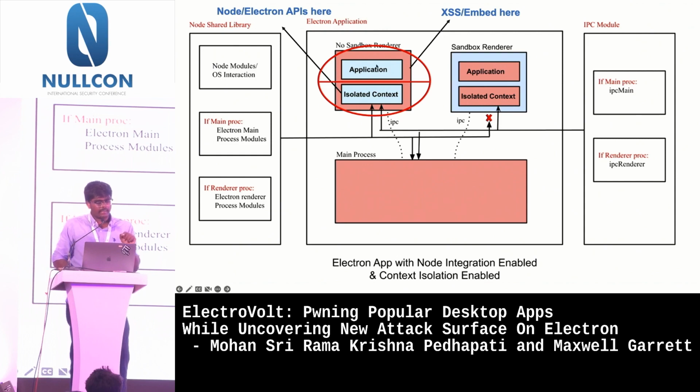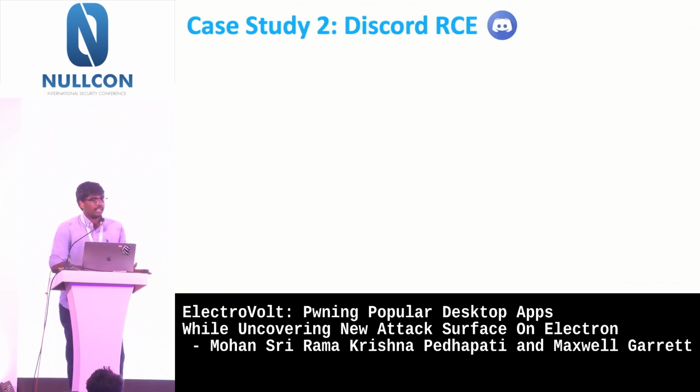But the catch here is it runs in a non-sandbox renderer, which means we can use a memory corruption bug to run a V8 exploit and get remote code execution. So let's see case study 2, which uses Discord.